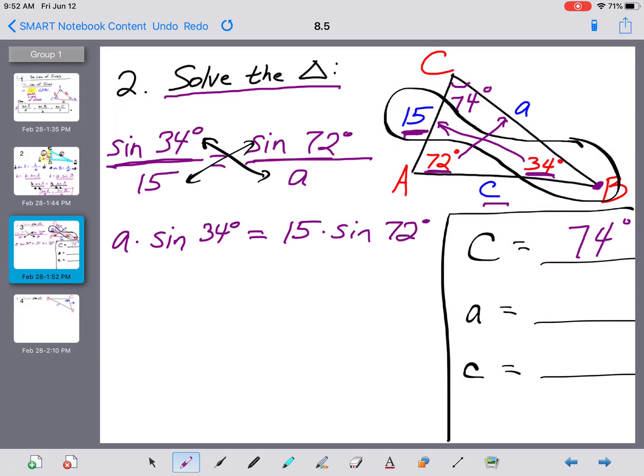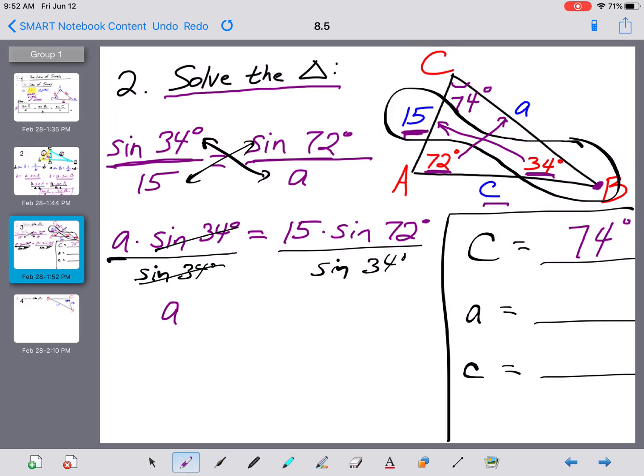Now, I'm not going to my calculator here, guys. What I'd really like to do here first is get the variable by itself. So here's my variable, A. What's being done to it? It's being multiplied by the sine of 34. And how do we undo multiplication? We divide by whatever we were multiplying by. So we're going to divide both sides by the sine of 34 degrees. And as long as that number is not equal to 0, and it's not, we're fine. So the sine 34s on the left cancel each other out.